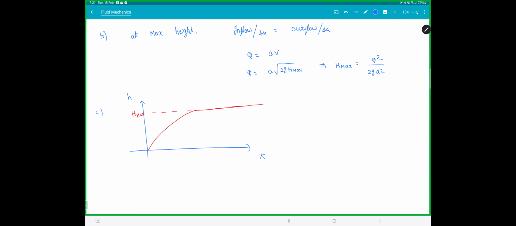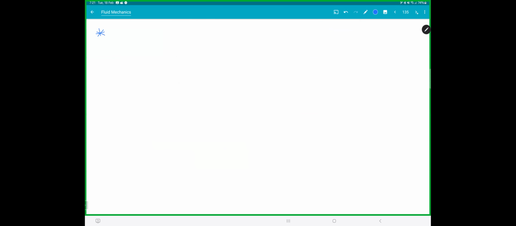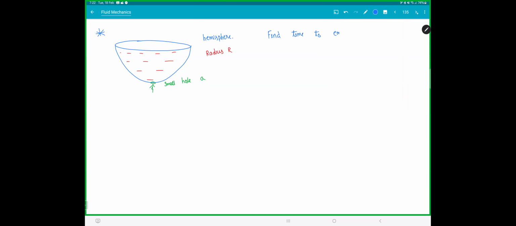So can you do this for me? Suppose a similar question, just get the mathematical equation, we won't solve it. Suppose this is a hemisphere filled with liquid, radius r. We have a small hole of area A, and it is leaking out. The question will be like this: find the time when the sphere is empty. Just write the equation and leave it.